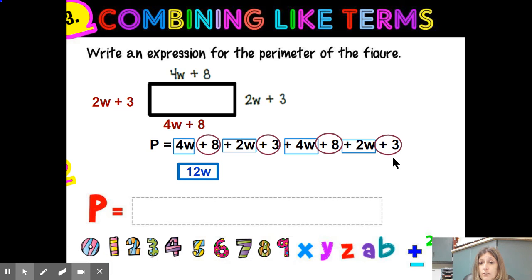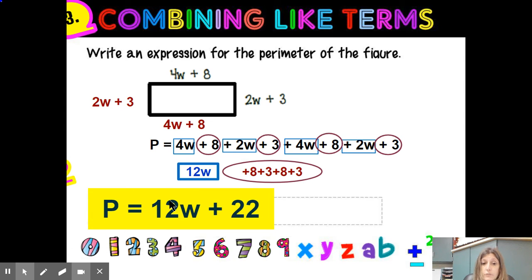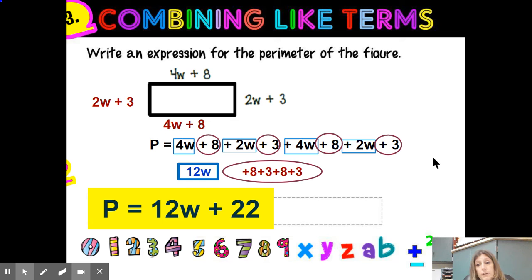Okay, and then you're going to look at your constants. And you can put your constants together. If they all have an addition sign, they're all positive, you're just going to add them together. 8, 3, 8, and 3, which will give us 22. So we can't put our Weimaraners with their humans here, so that's separate. That's all we can do, 12w plus 22. We don't know what w is, and that's okay.